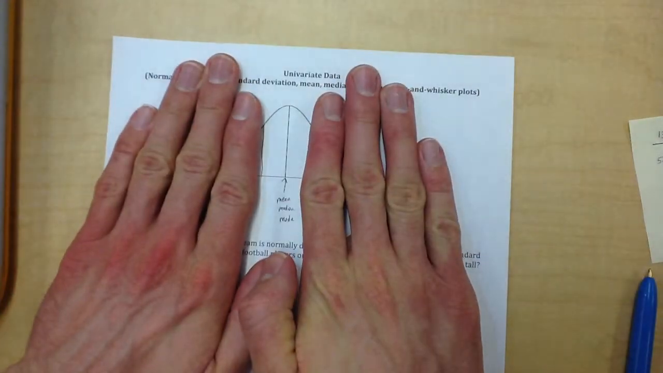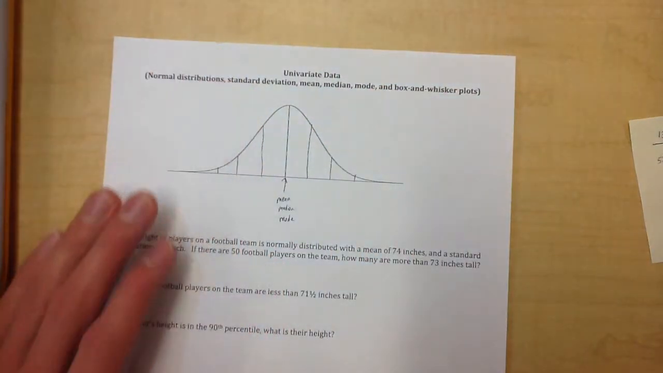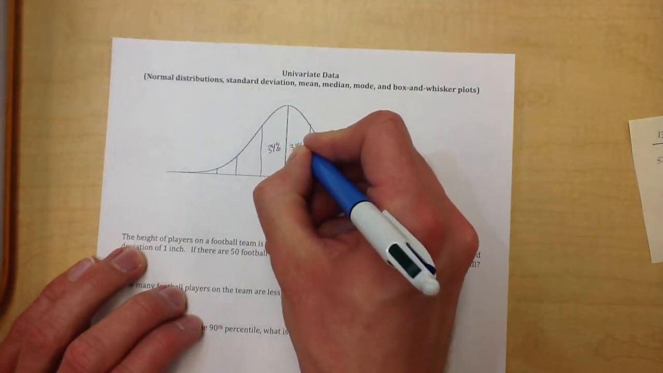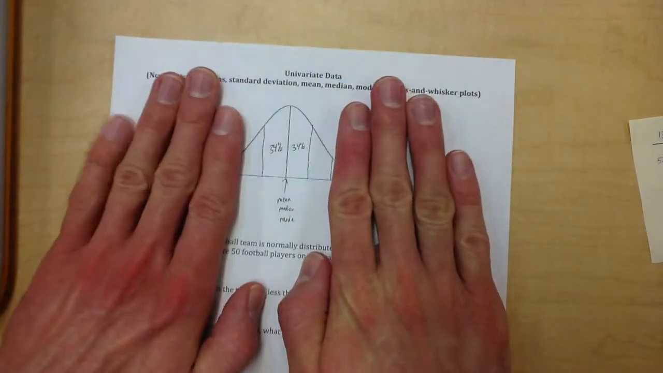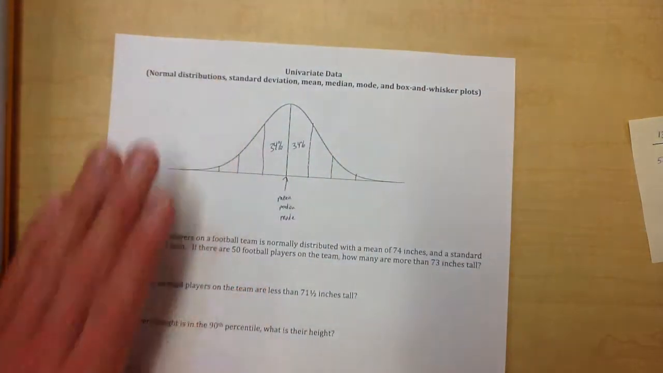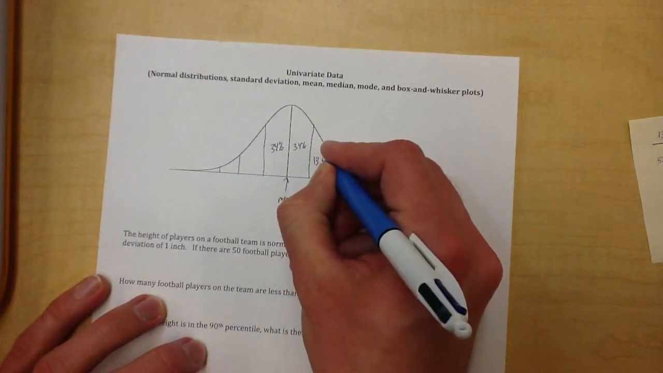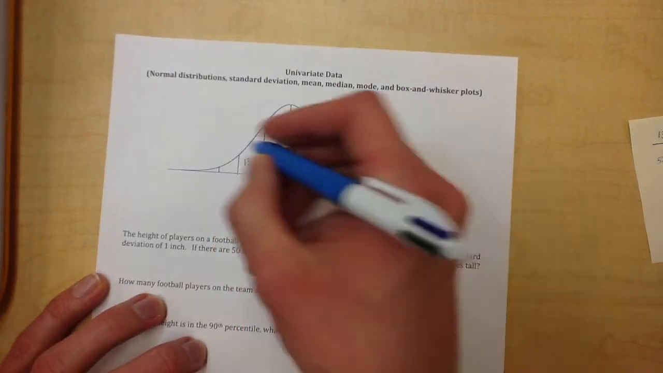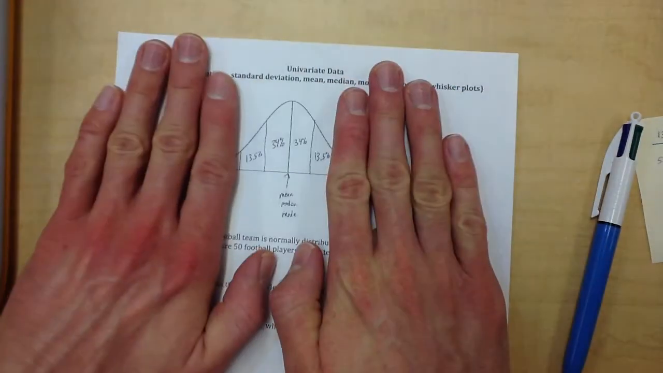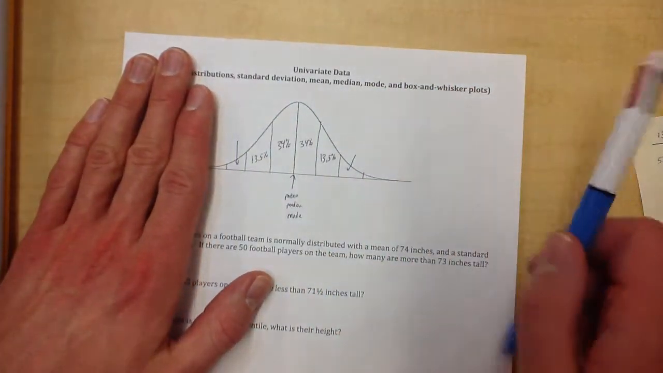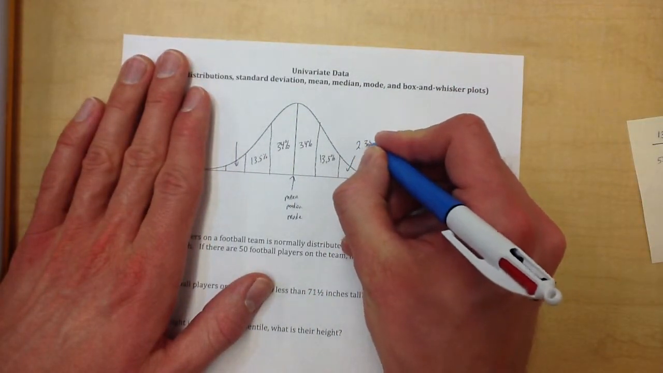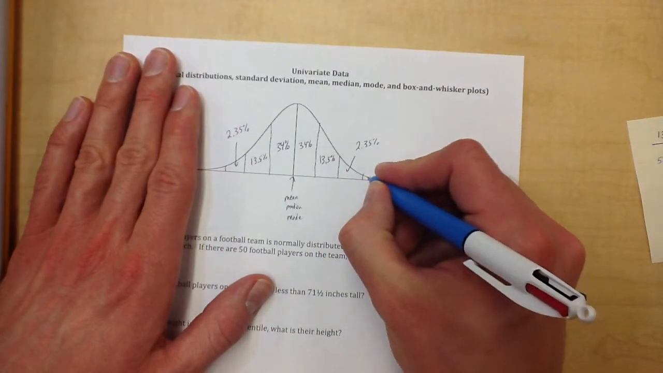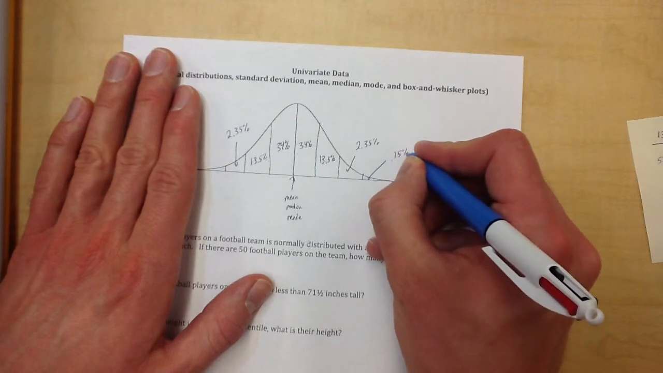Okay, roughly 68% of the data falls within one standard deviation of the mean. Therefore, 34% is here and 34% is here. 95% of it falls here, which means that this is 13.5 and this is 13.5%. Within 2 standard deviations, we have 95%. Within 3 standard deviations, we have 99.7%, which gives us 2.35% here and 2.35% here. Beyond that is 0.15%.